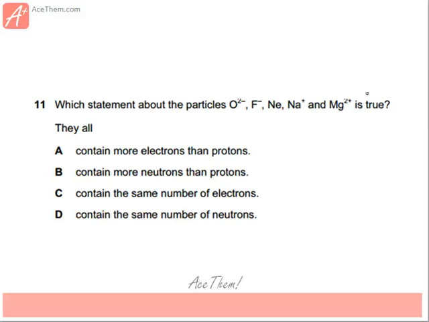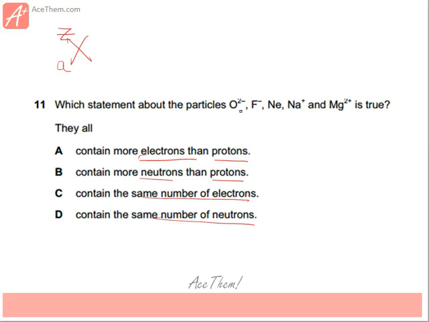Which statement about the particles O2 minus, F minus, Ne, Na plus, and Mg2 plus is true? This is a question about comparing the number of electrons and protons, comparing the number of neutrons and protons. Essentially, it's about comparing an element X with its atomic number against its nucleon number, the mass number.